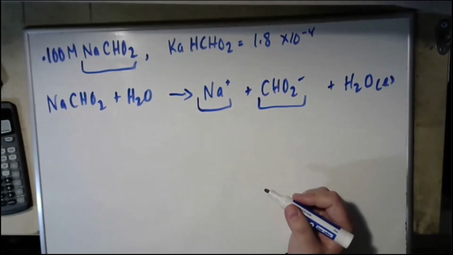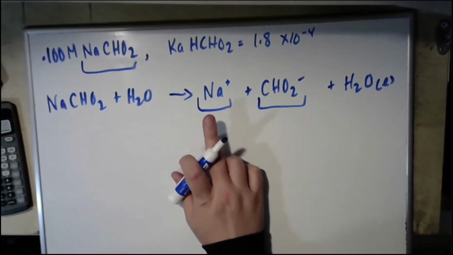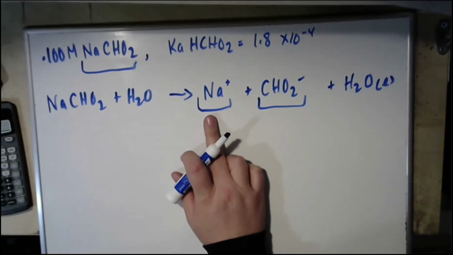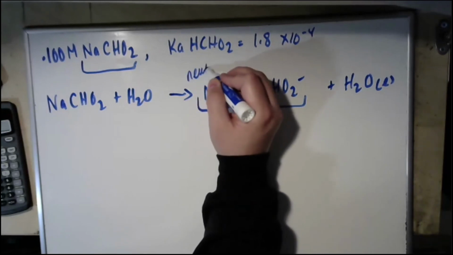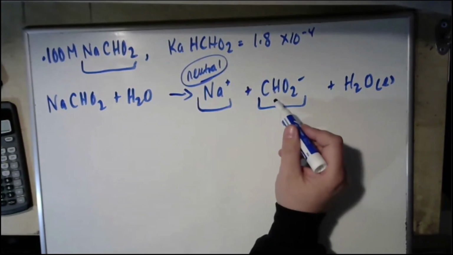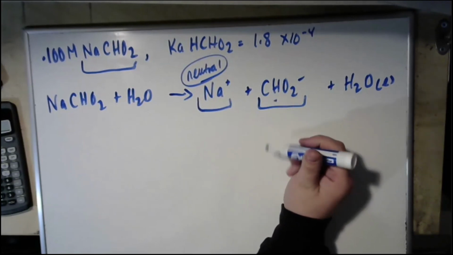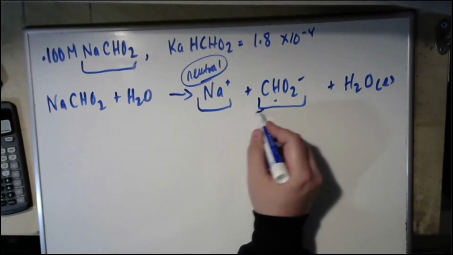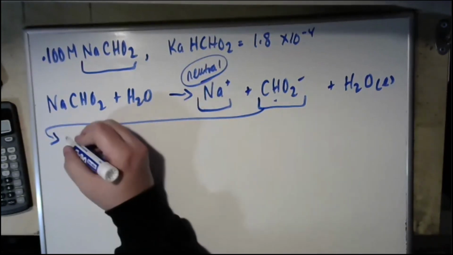Okay, so just like we went through last time, if we look at these two ions, we can tell that the sodium ion is pH neutral because when it reacts with hydroxide, it forms a strong base. So we know that the sodium ion is not going to affect the pH of the overall solution. But this ion it will, because HCHO2 is not a strong acid. Okay, so we have to focus in on the reaction of this basic anion with water.